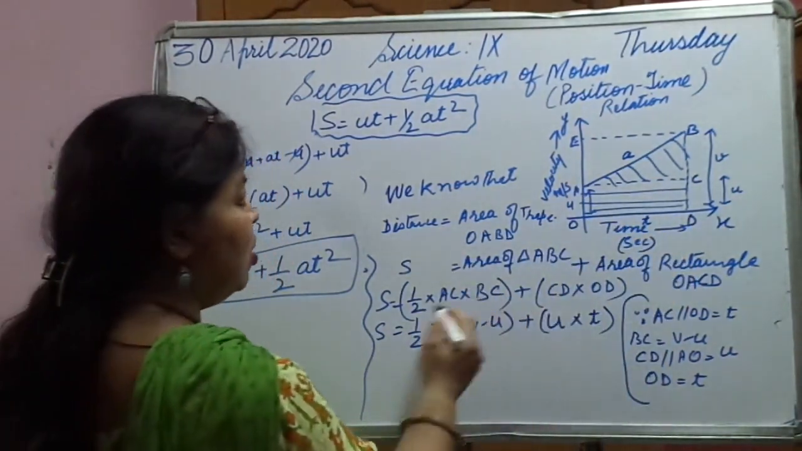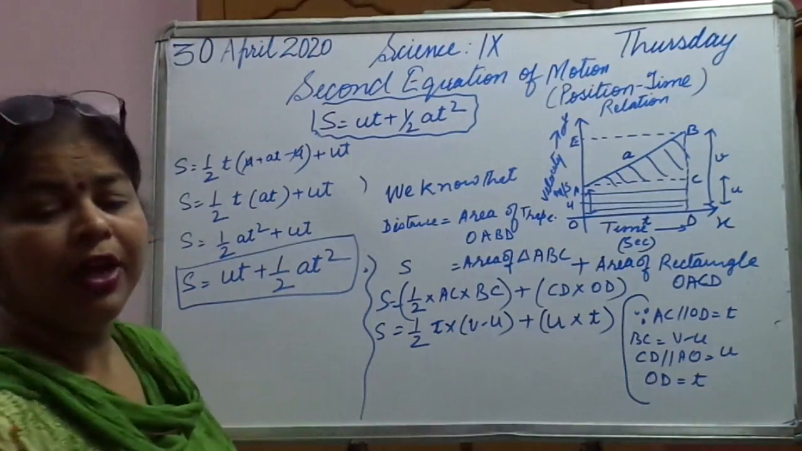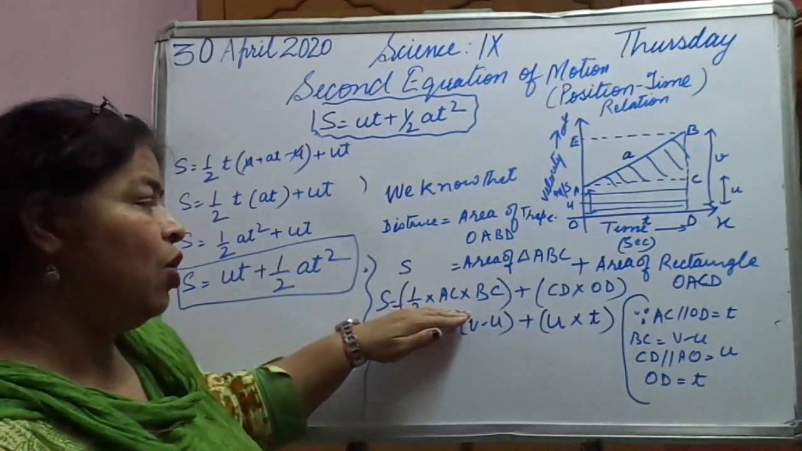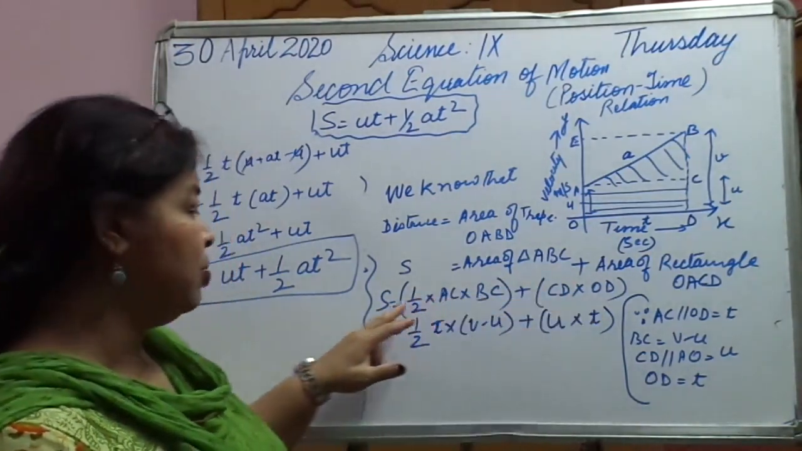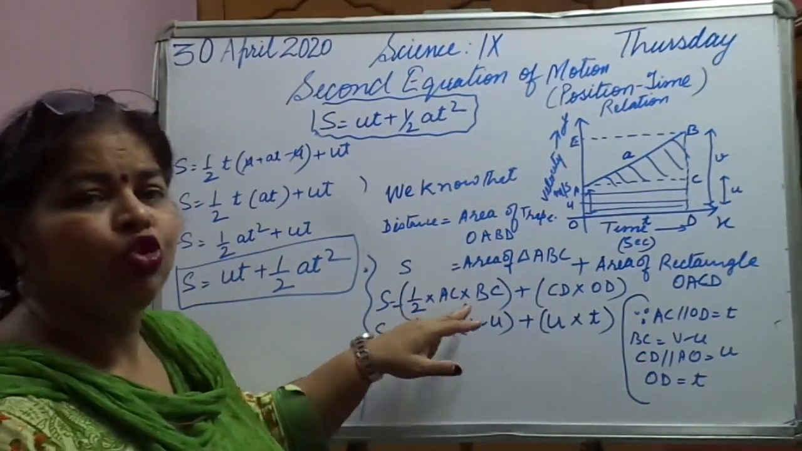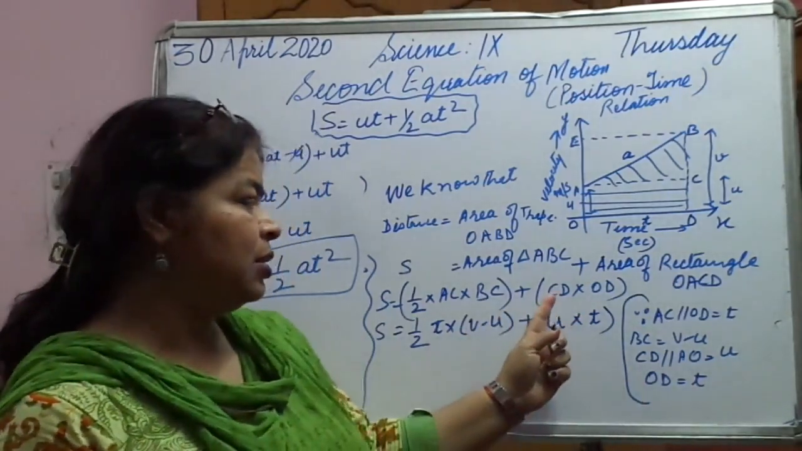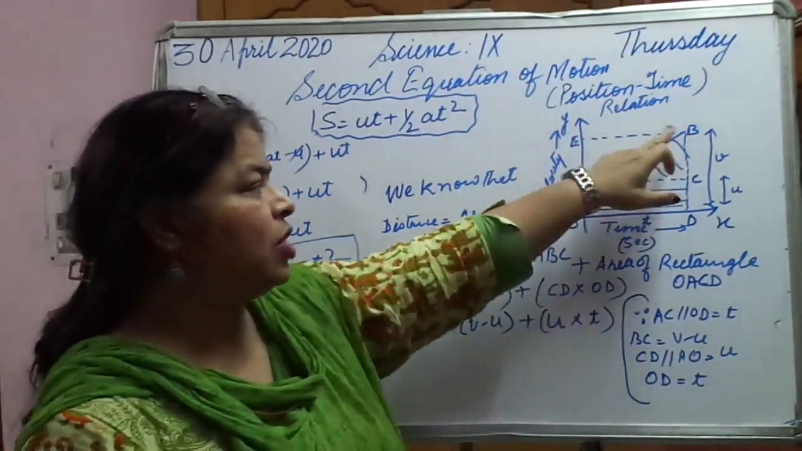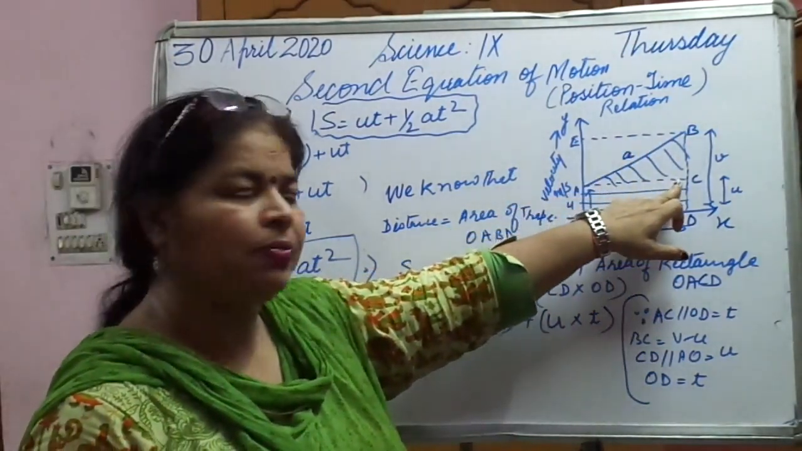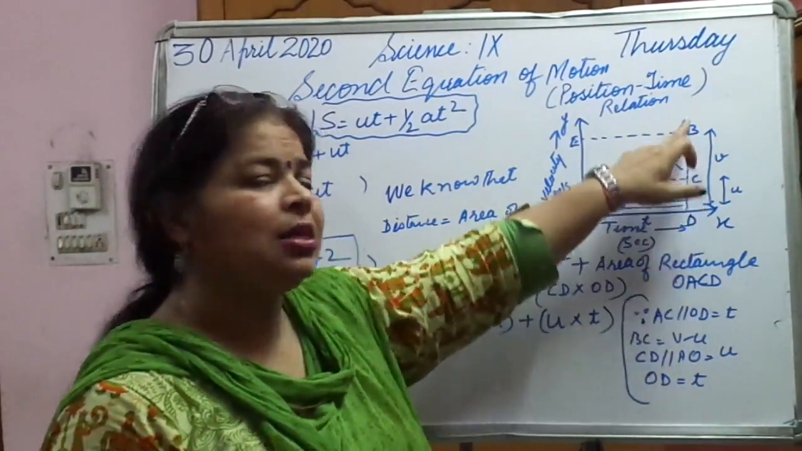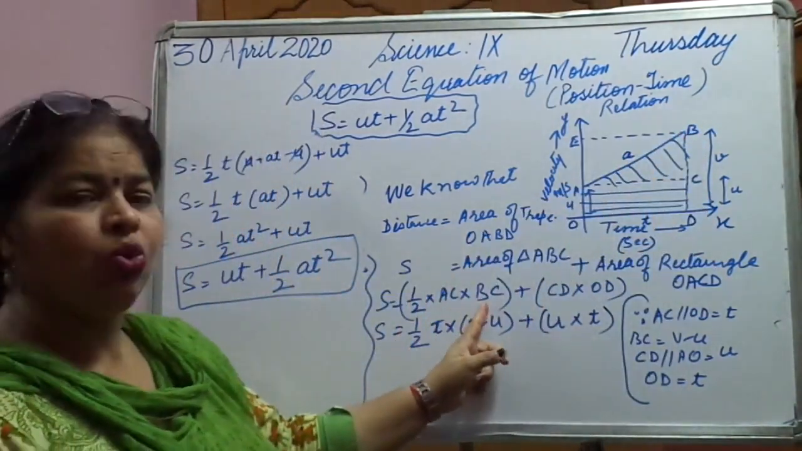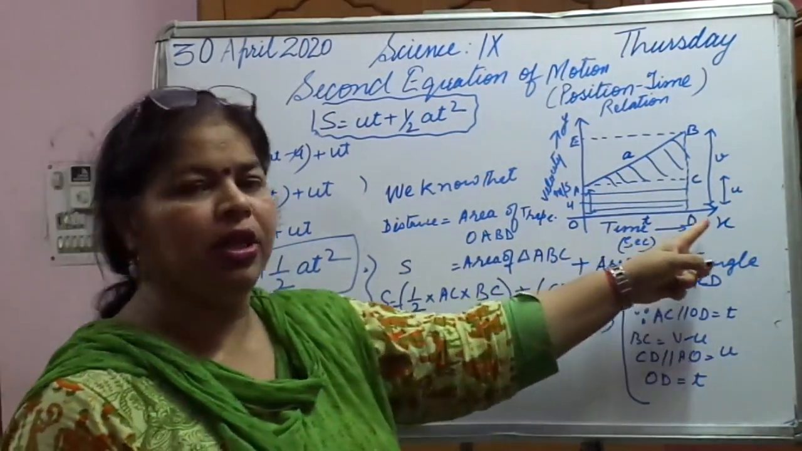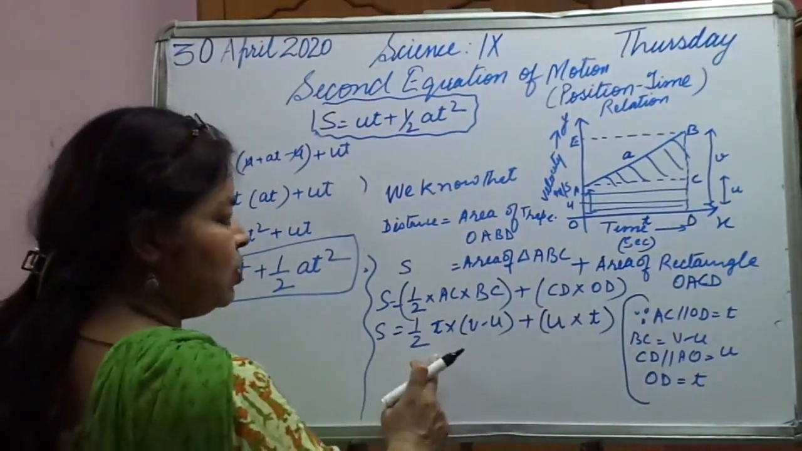Now we are going to put in the formulas for the area of a triangle as well as a rectangle. So it becomes 1 by 2 into base into height plus length into breadth. Here the base of triangle ABC is AC and the height is BC. So AC into BC. Then comes the rectangle: CD into OD. So S is equal to half.